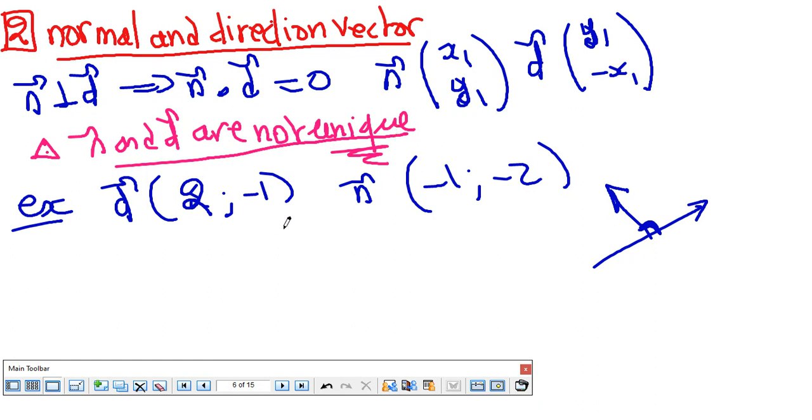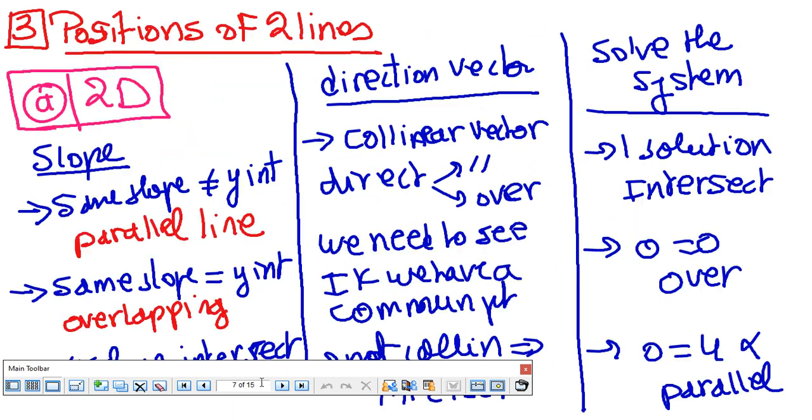If you want to check if really they are perpendicular, do the dot product formula, x times x1. So it's minus 2 plus minus 1 times minus 2, it's 2. So the answer is 0. So I'm on the right track.